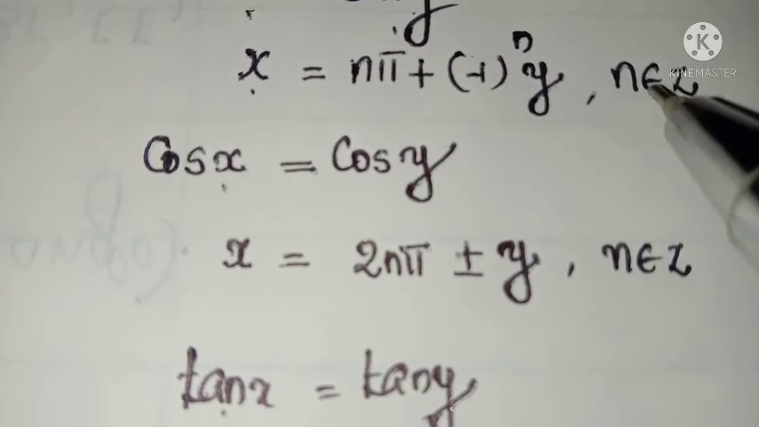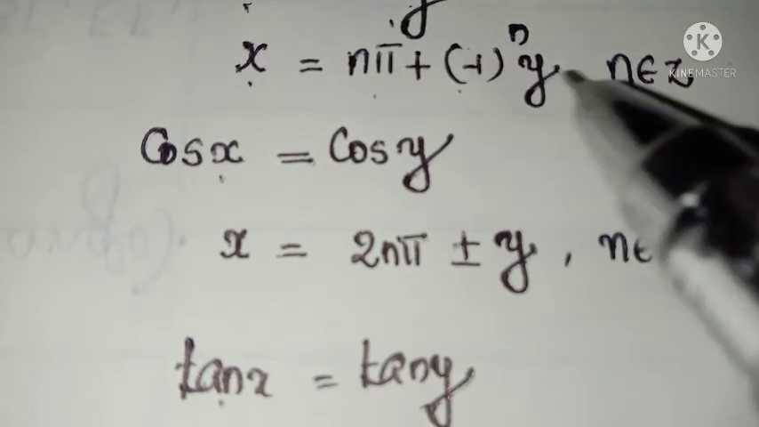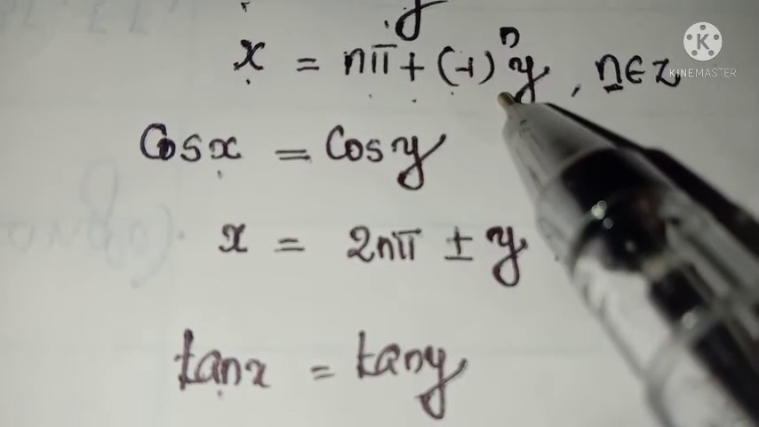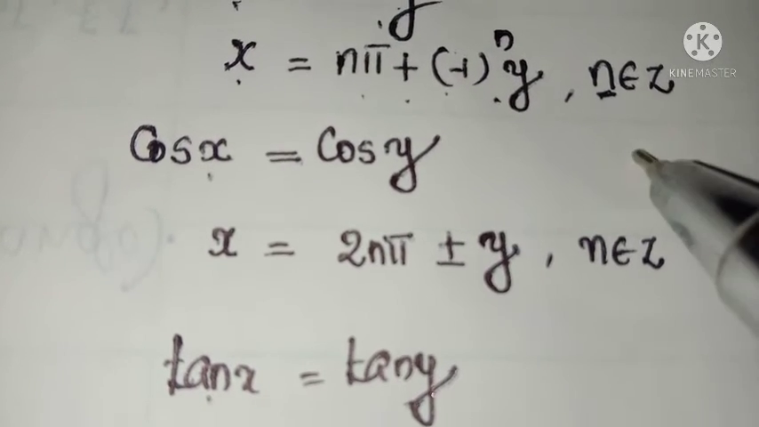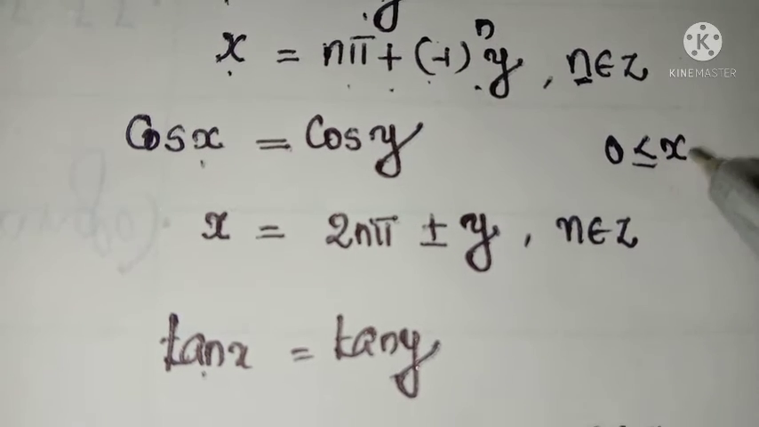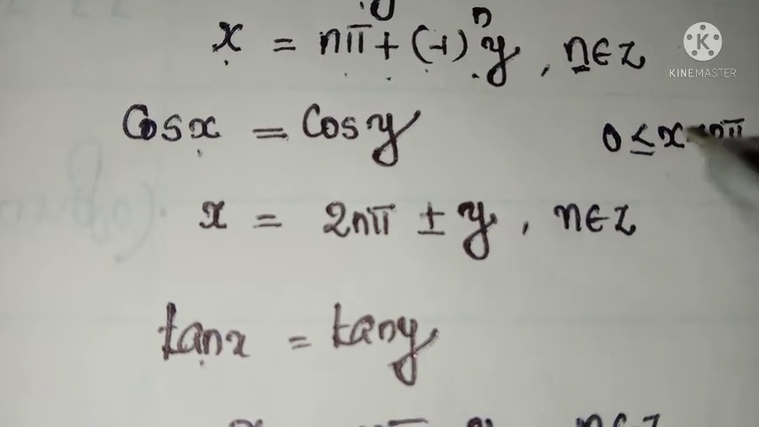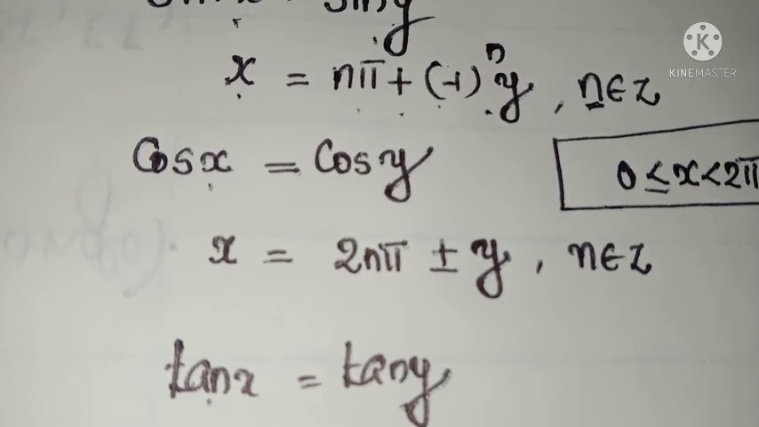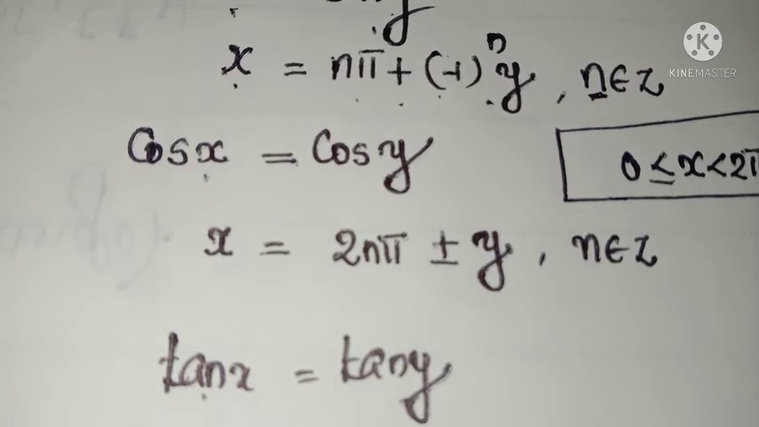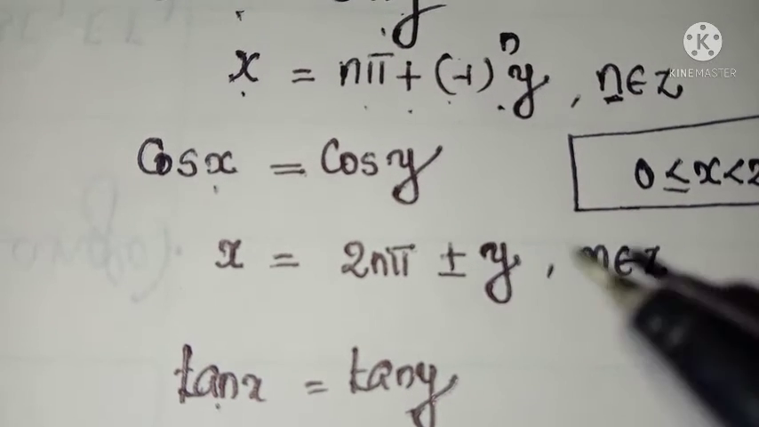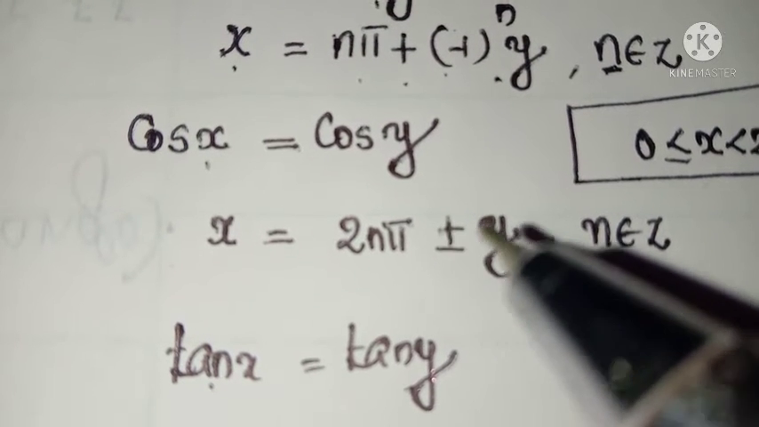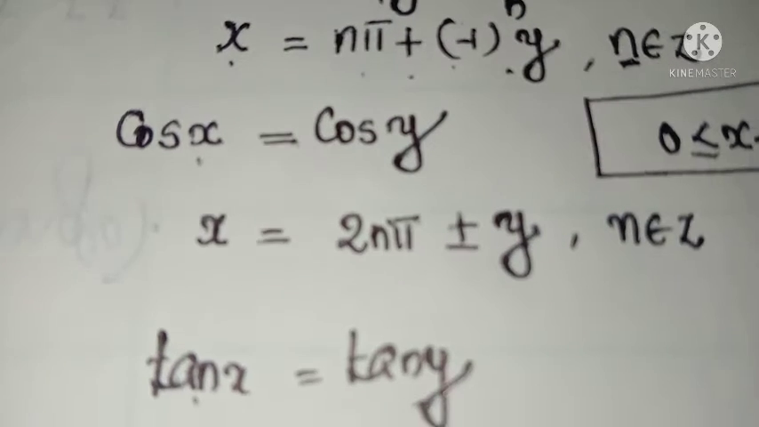Listen children, when we put n equal to 1, 2, 3 and so on, and -1, -2, -3 and so on, we get the principal solutions, and we select the solutions between 0 less than or equal to x less than 2 pi. This is the method of finding the general solution as well as the principal solution. Okay, let's see some examples, then you can easily understand the concept of finding general solutions and principal solutions of any given trigonometric equations.